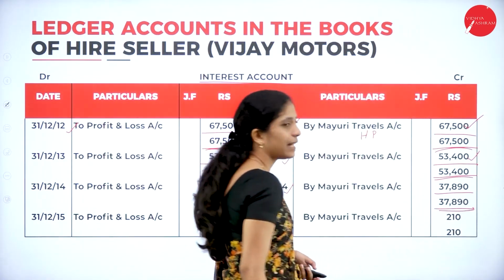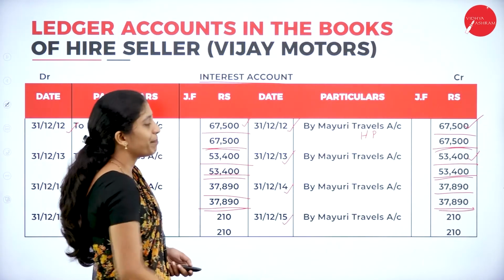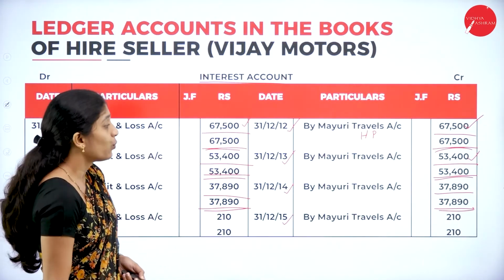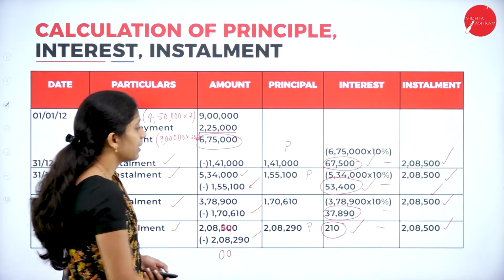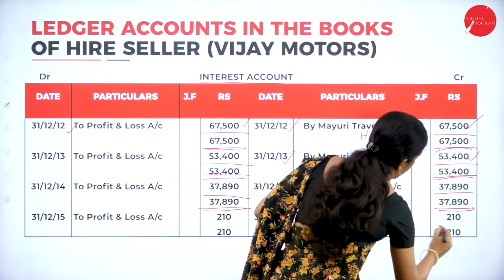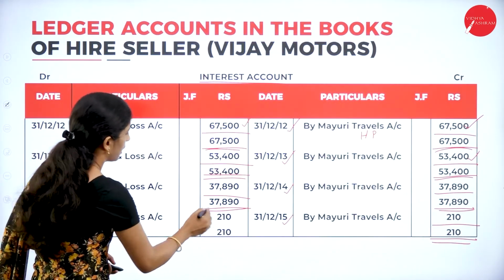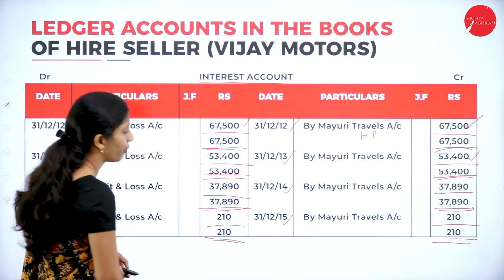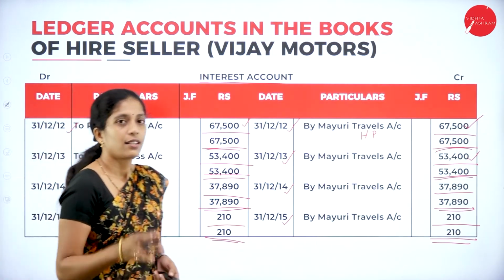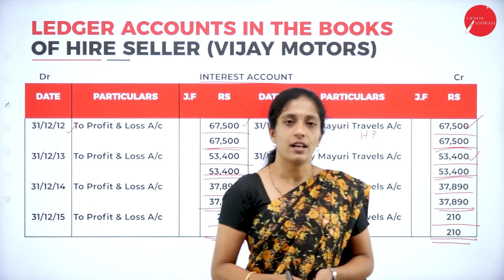Now come to the last year interest due. So 31st December 2015, by Mayuri Travels account. What is the last year interest? That is 210. So transfer that. So 210, that amount has to be transferred to profit and loss account. So you'll get the total of 210 interest. So this is for interest due and transferring that interest to profit and loss account.